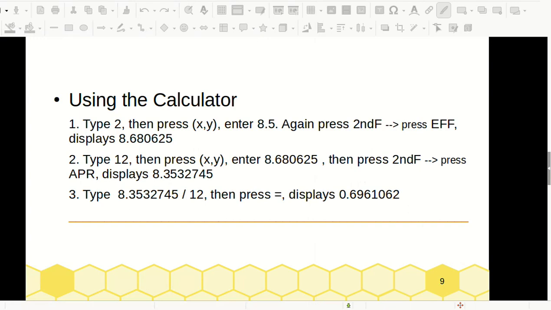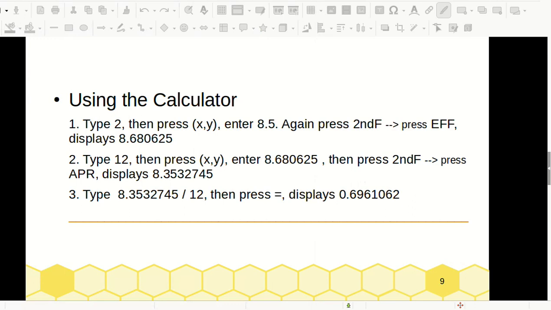Now let's see how it works when we use the calculator. Type 2, then press the XY button, enter 8.5, which is your R. Now press second F and then press the EFF button. 8.6806 is displayed and this is the EAR, the effective annual rate. Now type 12. Then press XY button. Enter the EAR value, which is 8.6806. Now press the second F button and then press APR button.